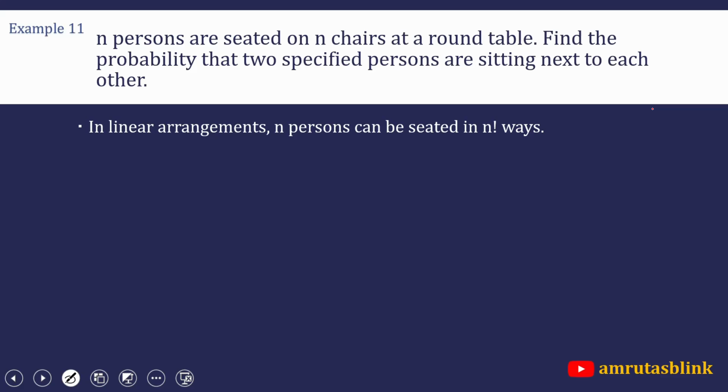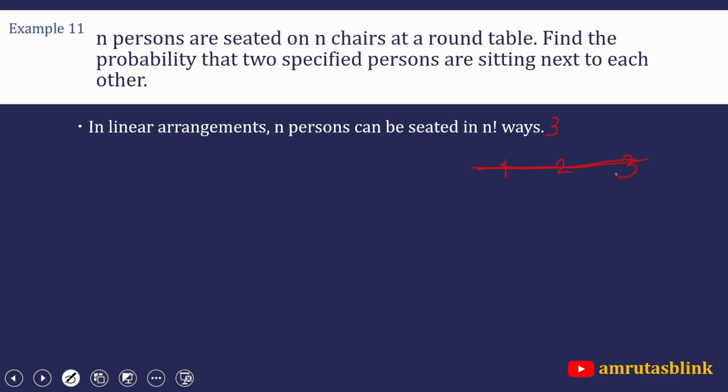Let's say, instead of n people, I will just assume that there are only 3 people, and these 3 people are to be seated in a linear arrangement. So let's say the first one is here, the second one is here, and the third one is here. When the arrangement is linear, we can calculate the number of ways they can sit as 3 into 2 into 1, that is 3 factorial ways.